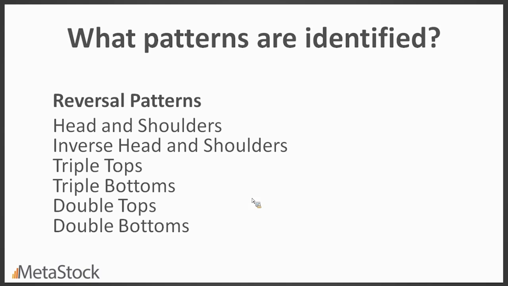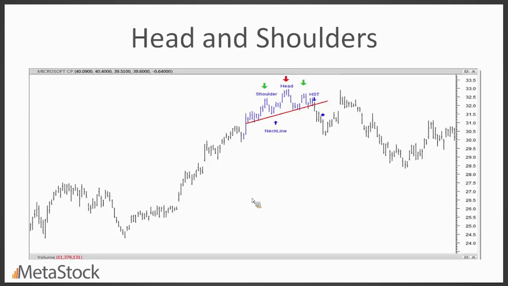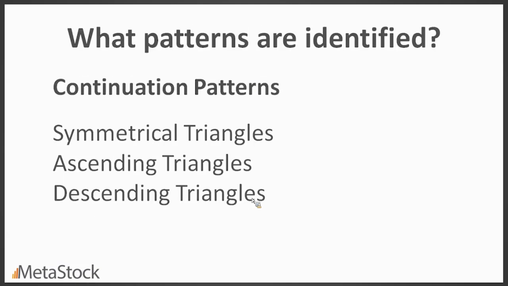Some of you might be familiar with a few of these patterns. Now, the continuation patterns that are covered in this add-on are symmetrical triangles, ascending triangles, and descending triangles. And the way that I like to look at continuation patterns is they are signifying a reversal in trend. Now, what I want to do is cover what these patterns mean very, very briefly, and then get into the actual application as to how you can use this with MetaStock.